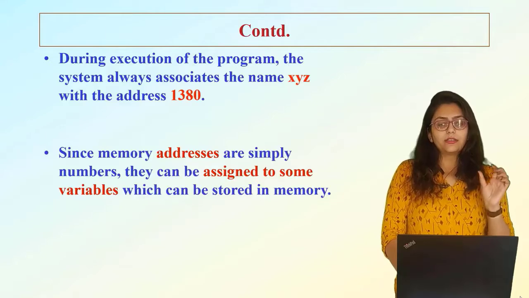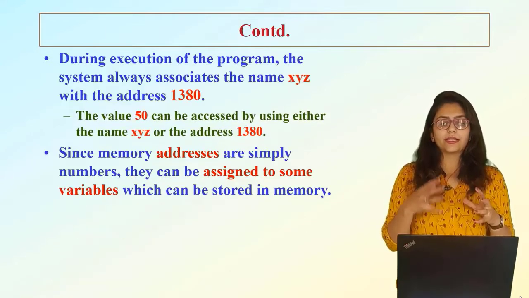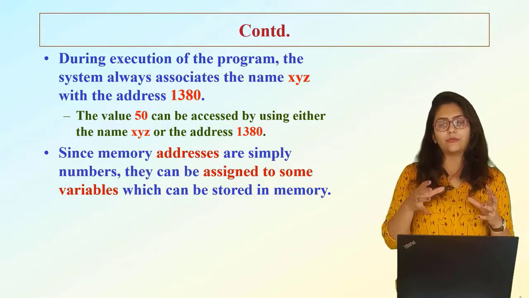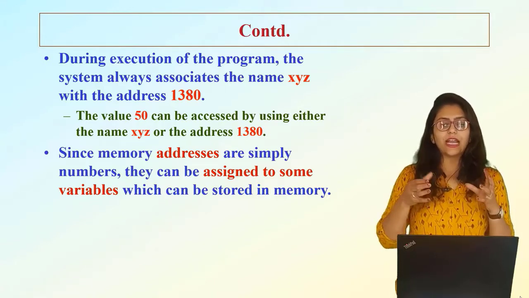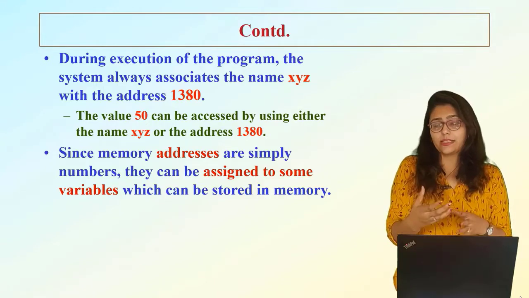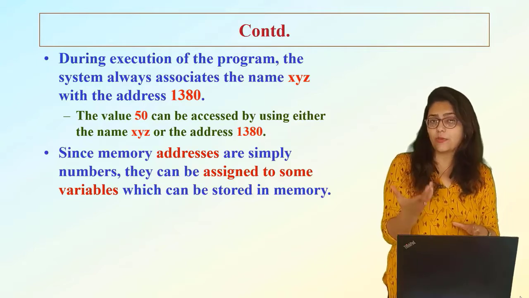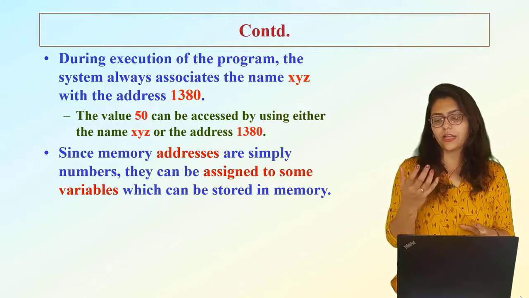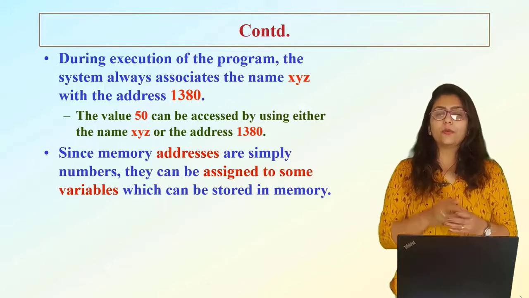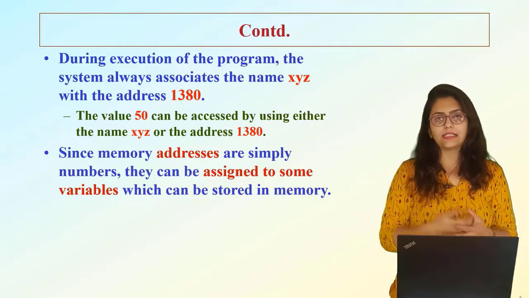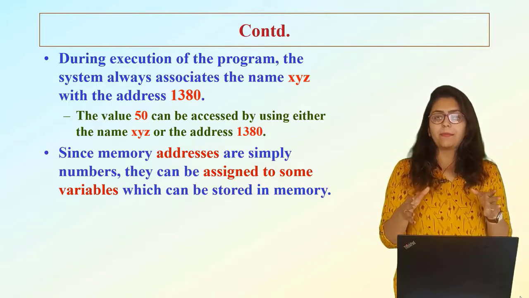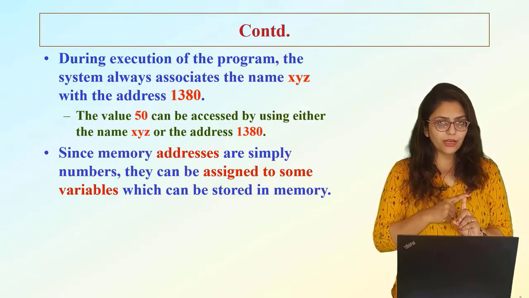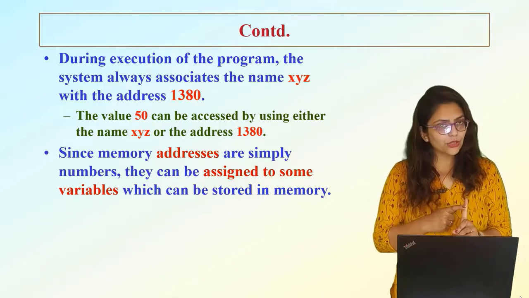Now, pointers. During execution of the program, the system always associates the name xyz with the address 1380. The value 50 can be accessed either by using xyz, so you can say the user accesses xyz, or by accessing memory location 1380, right? In both of these cases, you can access the value 50. So the value 50 can be accessed in two ways. Which ways? First by using the name of the variable, and second by using the address of the variable.